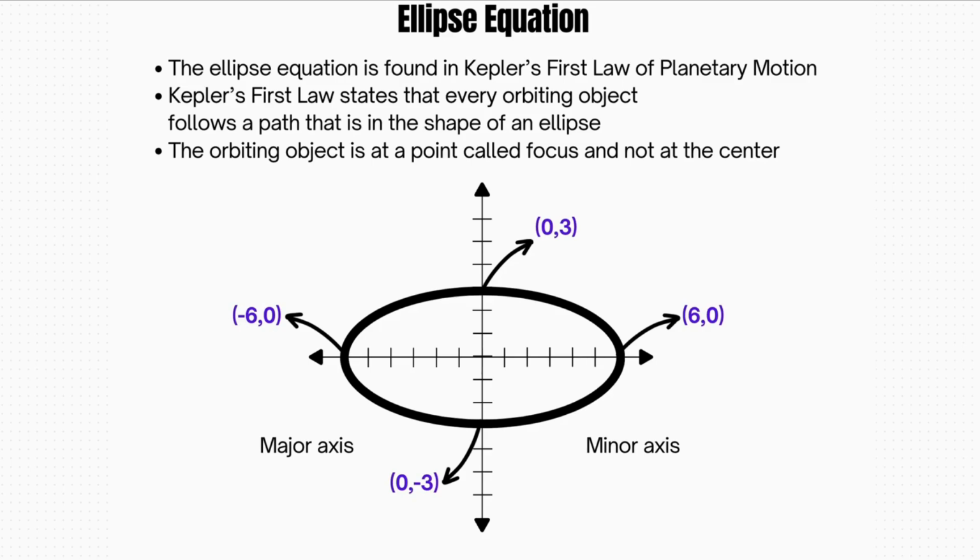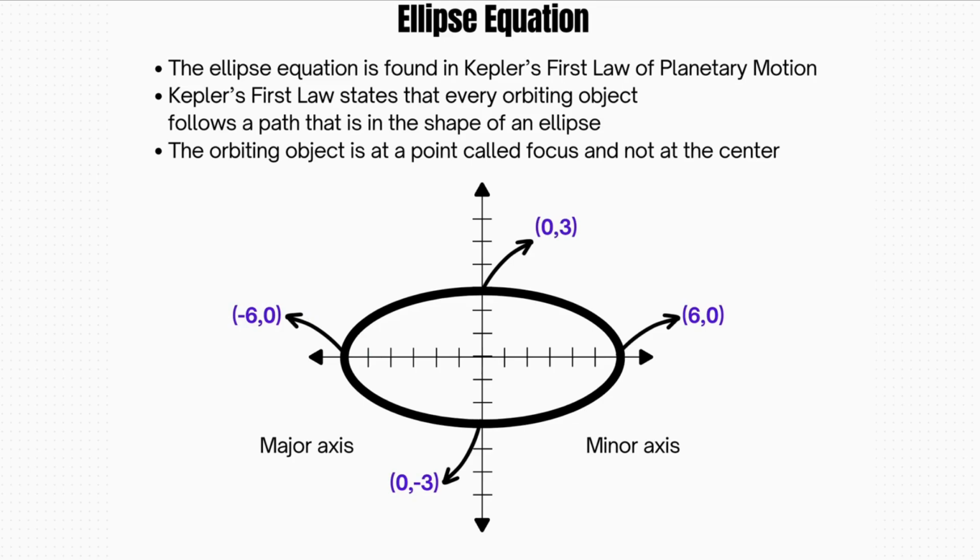Kepler's first law of planetary motion states that every orbiting object follows a path that is in the shape of an ellipse. So from this, we can clarify that an ellipse is in the shape of an oval, okay? And an orbiting object follows this path, which is known as an ellipse.